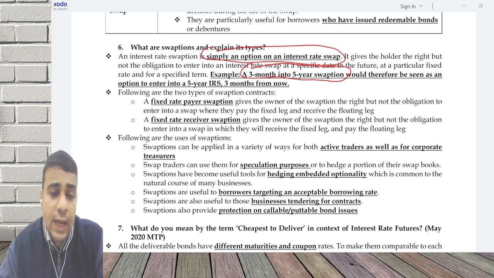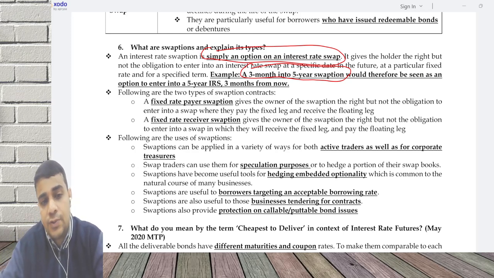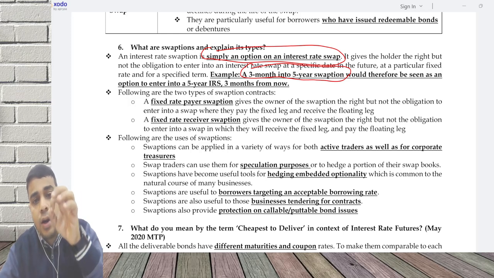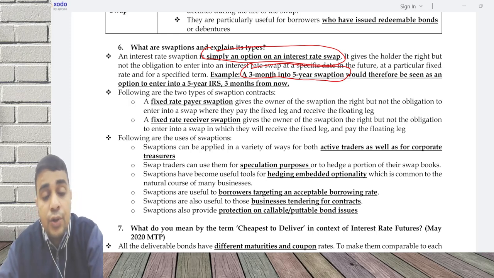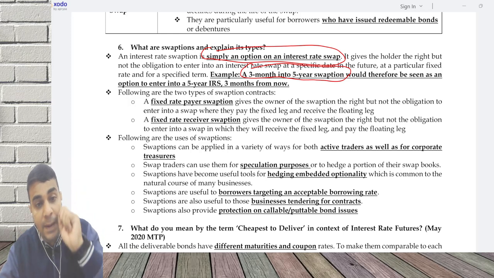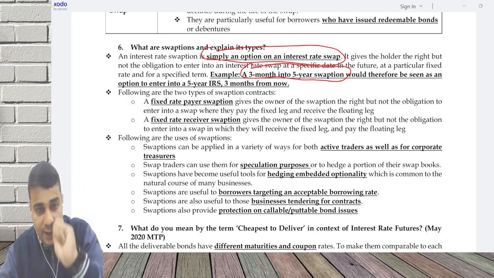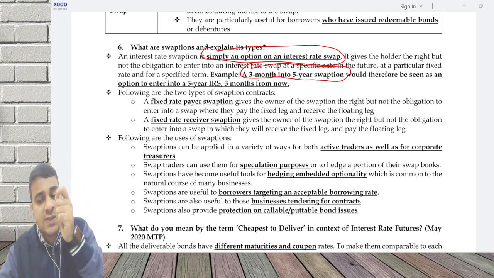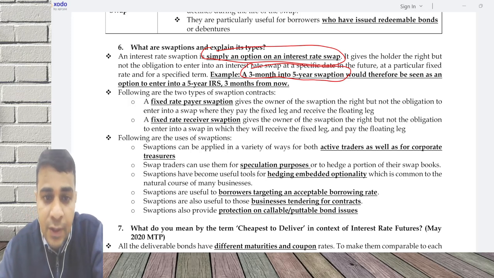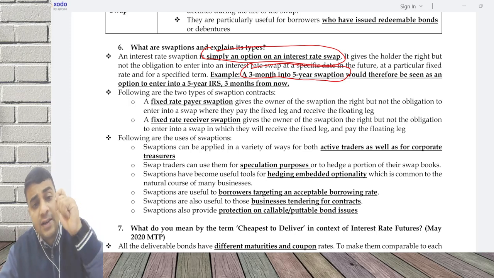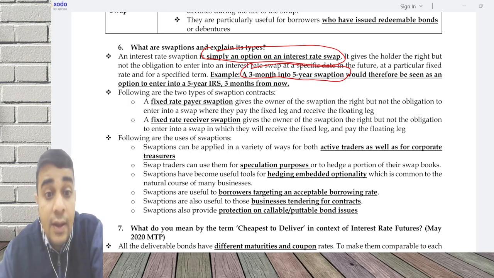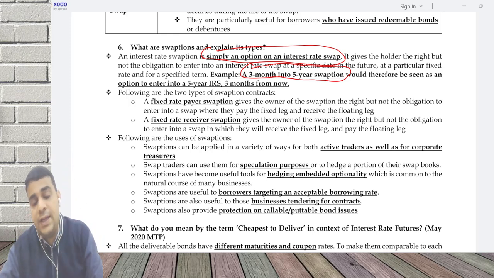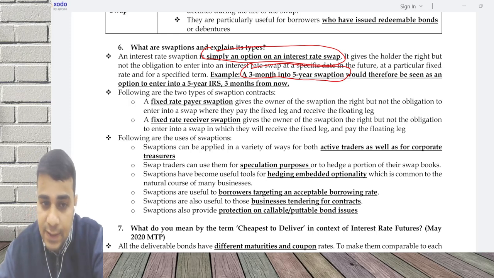There are two types of swaption. A fixed rate payer swaption. What is a fixed rate payer swaption? It gives a right but not an obligation to enter into a swap where I'll be paying the fixed interest and receiving the floating interest. A fixed rate receiver swaption is one where I'll be receiving the fixed rate and paying the floating rate.